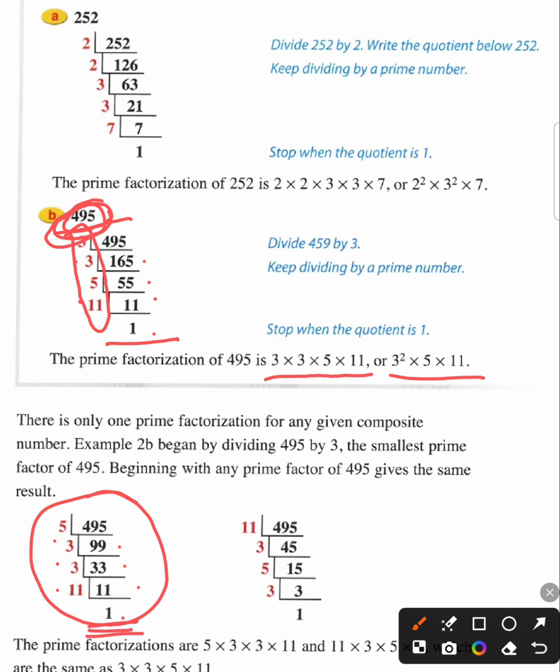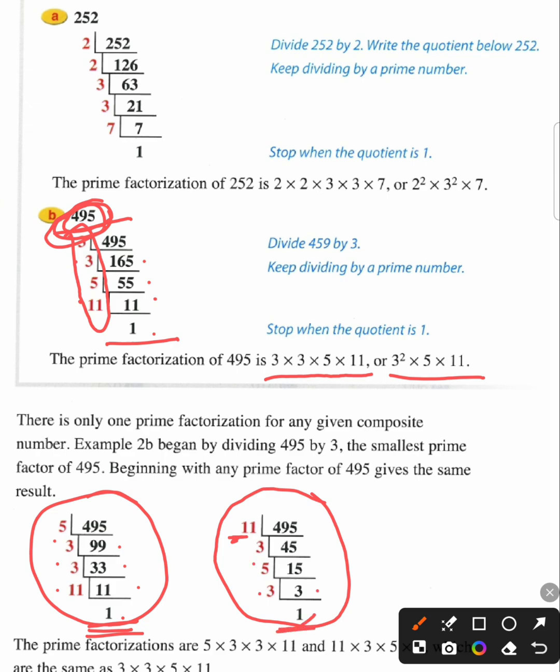But with this number, you can also start with 11, for example. So you can start your factorization by dividing this number by 11. Here is 11. So 495 divided by 11 is 45. Divided by 3 is 15. Divided by 5 is 3. And 3 divided by 3 is 1. We are at the end.